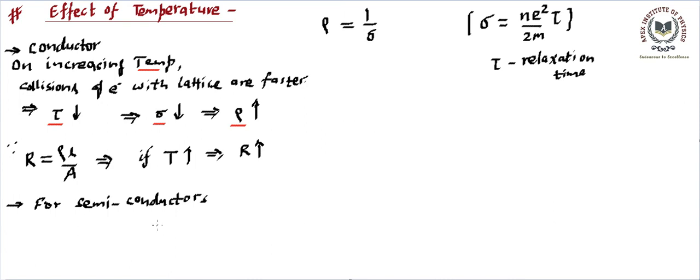What happens? If T increases, then we will find their conductivity increases. That means their resistivity decreases. Hence, resistance decreases. So we need to remember this is a counterpoint. So for conductors, on increasing the temperature, resistance increases. Whereas for semiconductors, on increasing the temperature, resistivity and resistance decrease, whereas the conductivity increases.